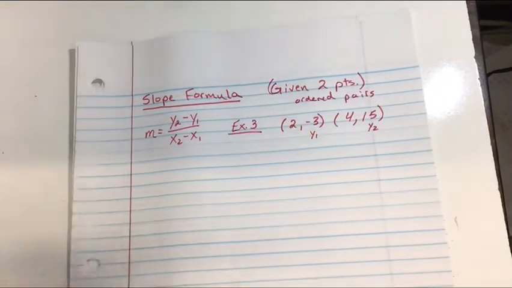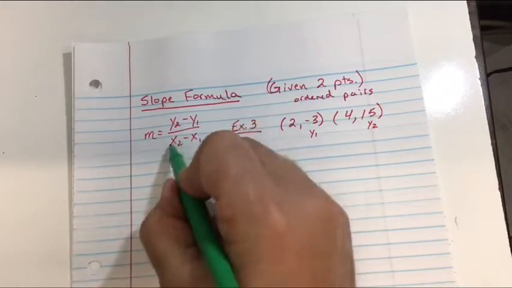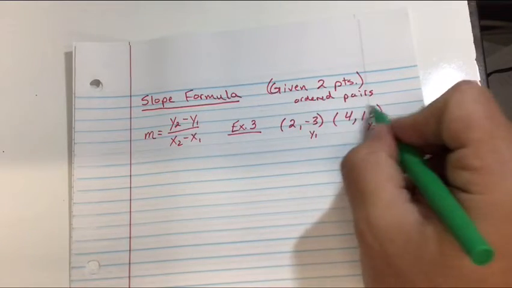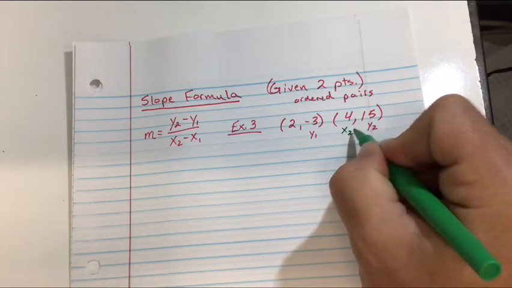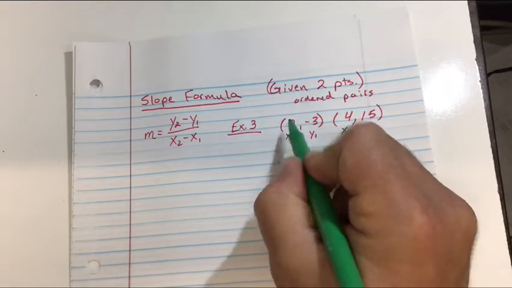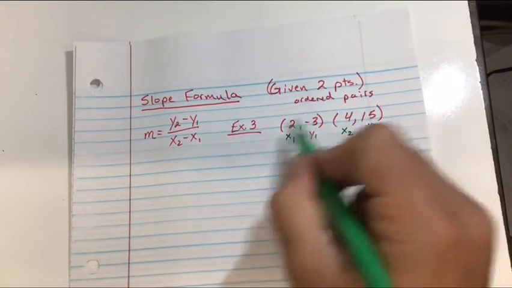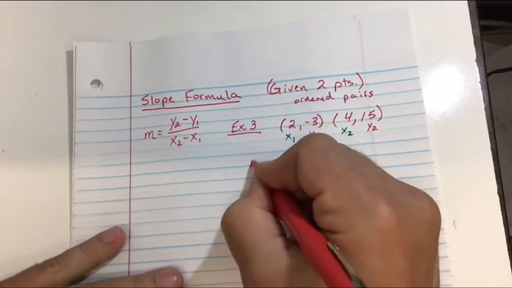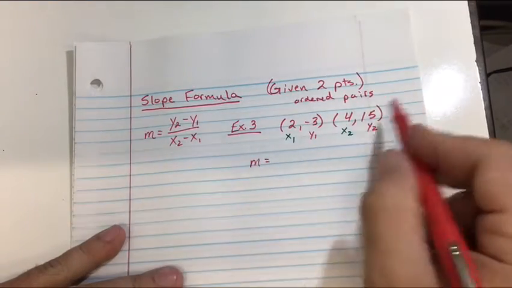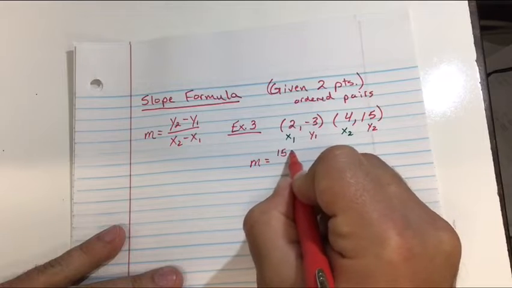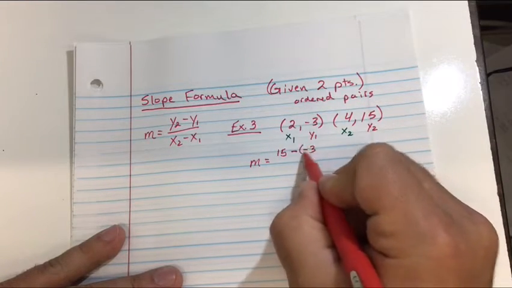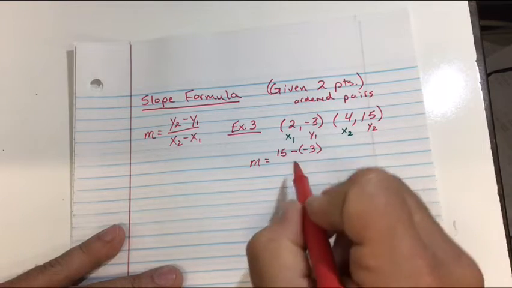Similarly, x2 would be the second x coordinate, meaning the x coordinate from the second ordered pair. So that's x2, and that means x1 is 2. So we're going to plug these numbers into their appropriate places in the formula. y2 is 15 minus y1, which is -3. When I have a double negative like that, that'll need to be changed, but I'll do that in a minute.